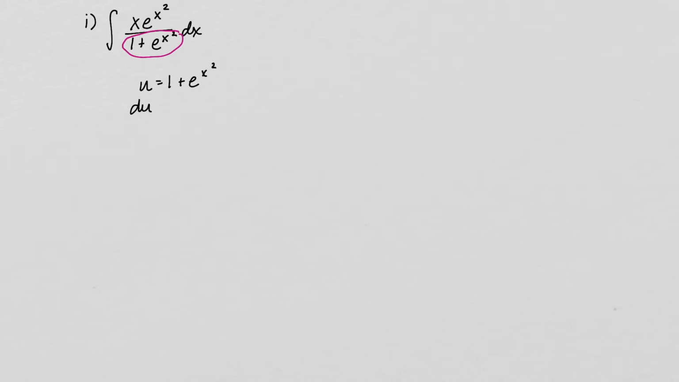And now I need to take the derivative of that. So the derivative of 1 is 0, so that goes away. The derivative of e to the x squared, so I have e to a bunch of stuff, so it's going to be e to that stuff, so e to the x squared, times the derivative of the stuff. And so the derivative of x squared is 2x, and then I have that dx. Does that make sense so far?